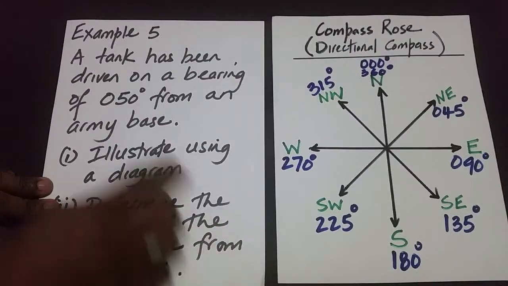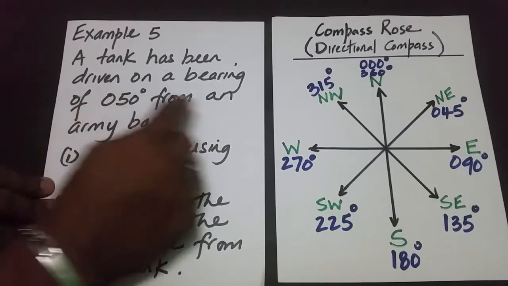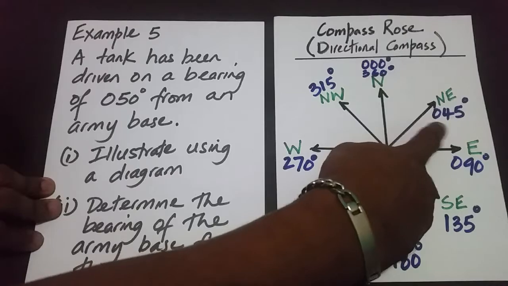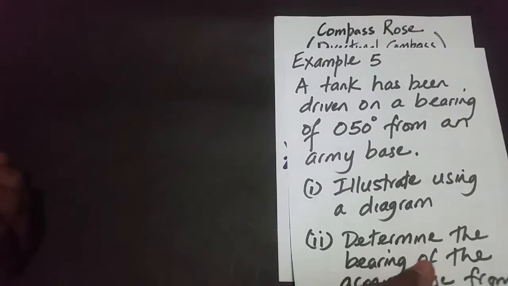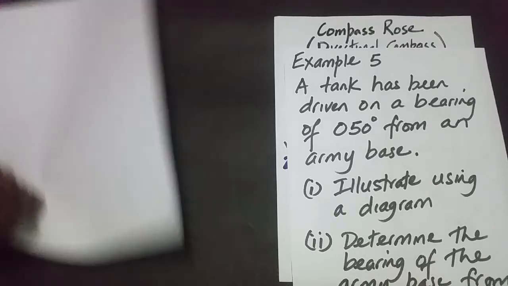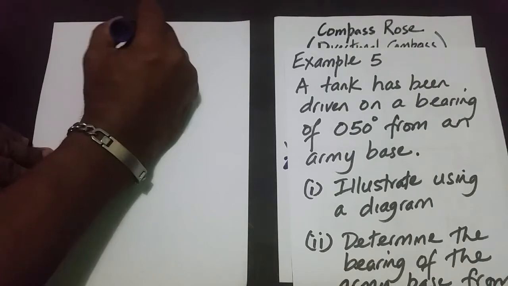So a tank has been driven on a bearing of 050 degrees from an army base. So it's leaving the army base, and 050 degrees is somewhere in this region. That's why we keep this guy around. So 050 degrees is between 045 and 90 degrees. So let's get with the solution to this question. So, solution.